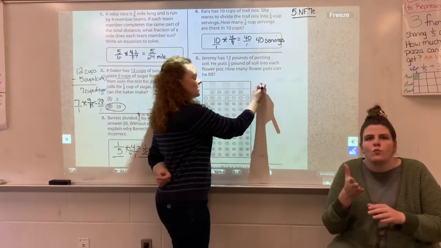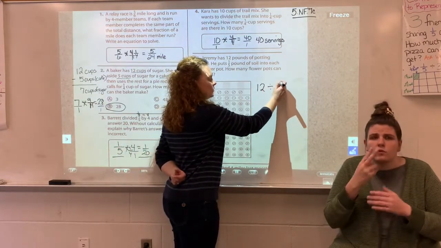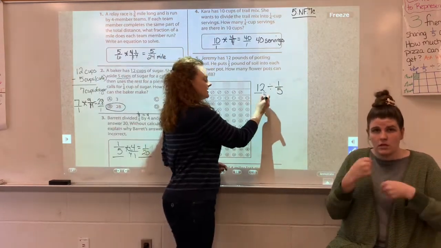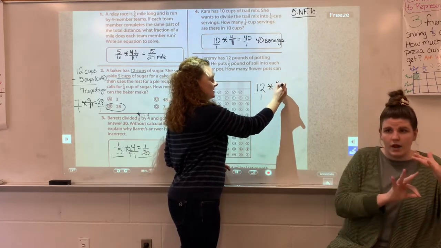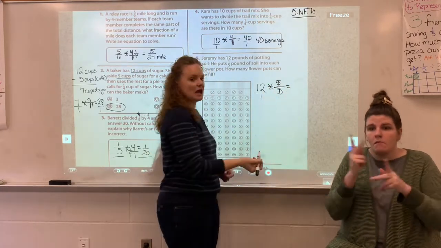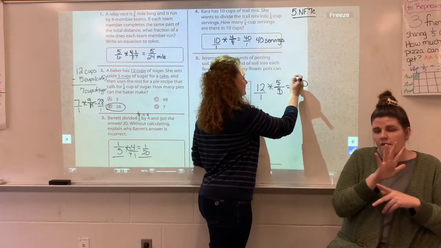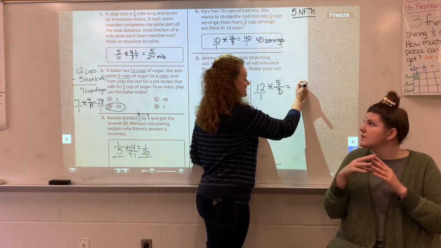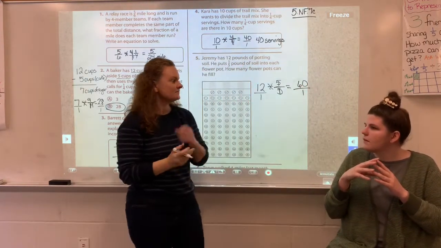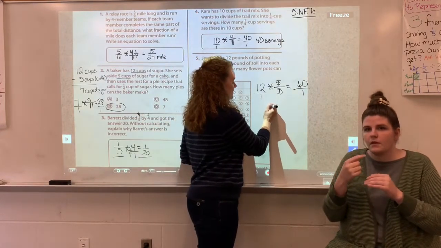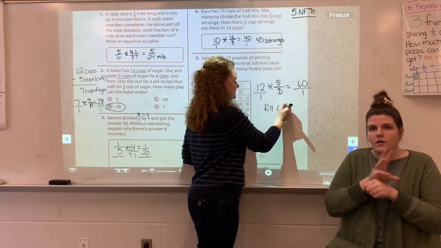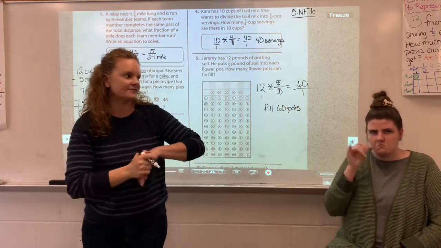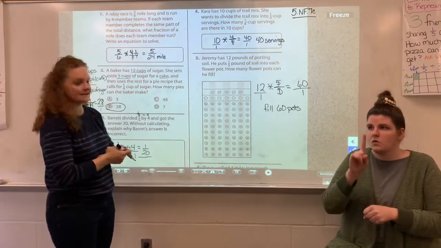I am going to take my 12 pounds and divide it by my 1/5 to see just how many pots I can make. I turn this into a fraction. I keep, I multiply, I flip. 12 times 5, guys, why can't I do this one? 60 over 1, sorry. Okay, so he can fill 60 pots. Okay, and that makes sense. To say that he can fill 1/60th of a pot would not make sense.